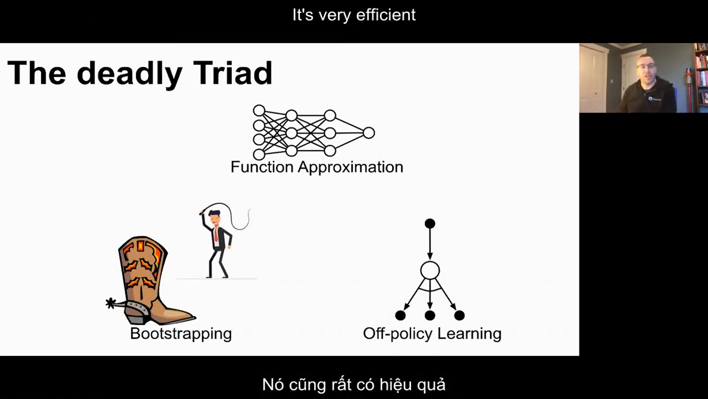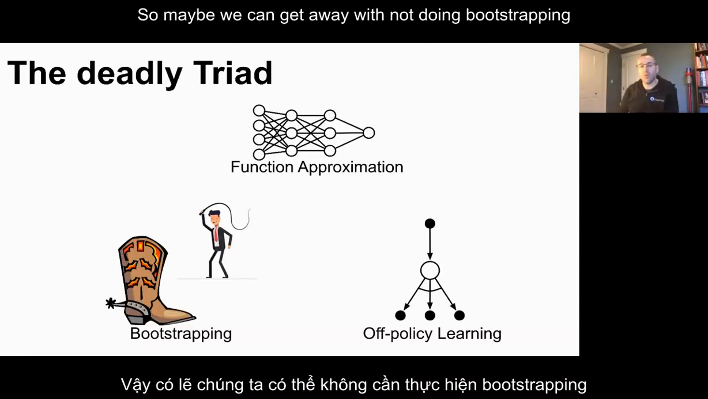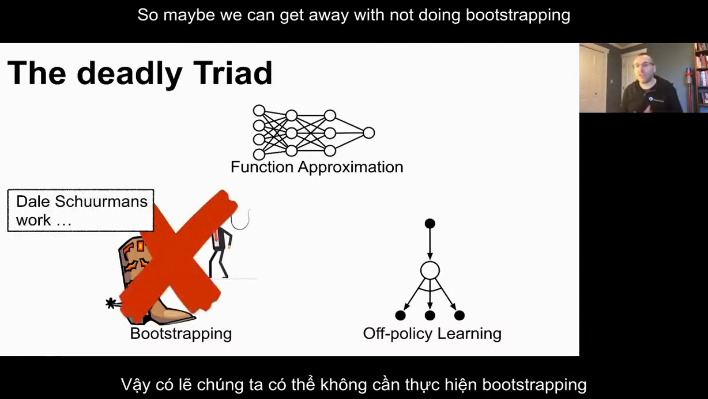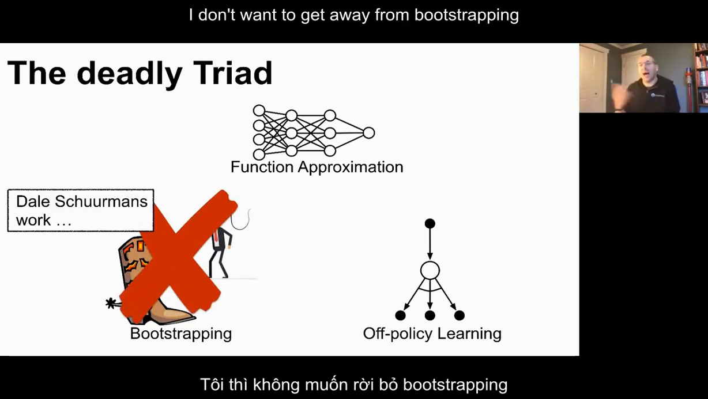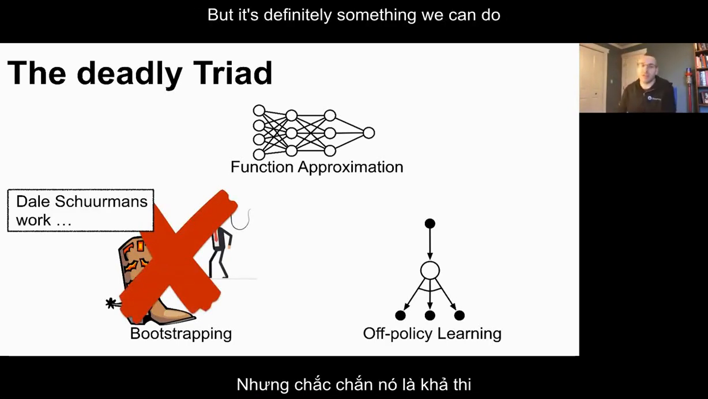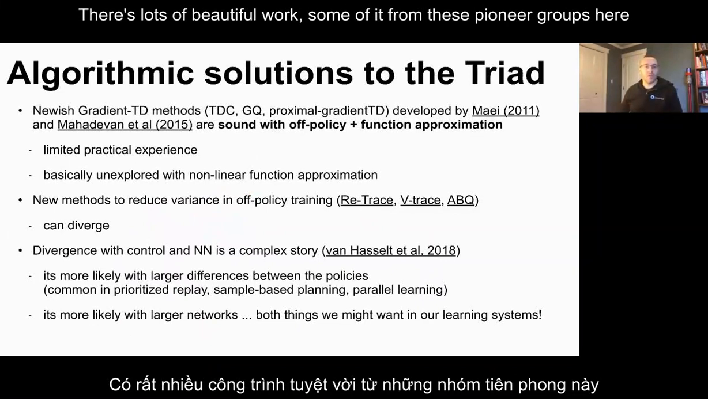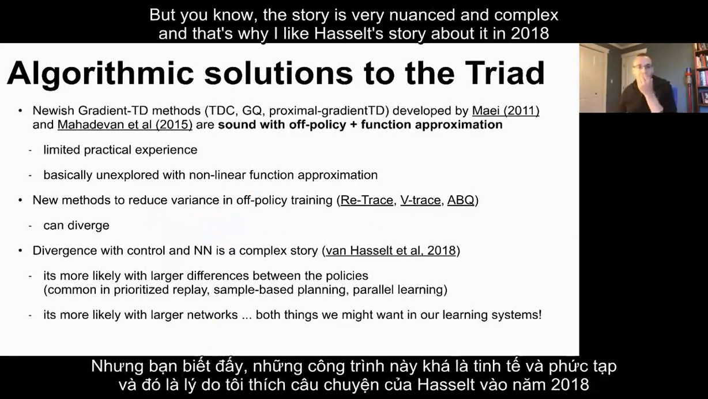It's very efficient. So maybe we can get away with not doing bootstrapping. Dale Schuurmans is exploring this line of work. I don't want to get away from bootstrapping, but it's definitely something we could do. There are lots and lots of algorithmic approaches to the deadly triad. There's lots of beautiful work, some of it from Doina Precup's group here.